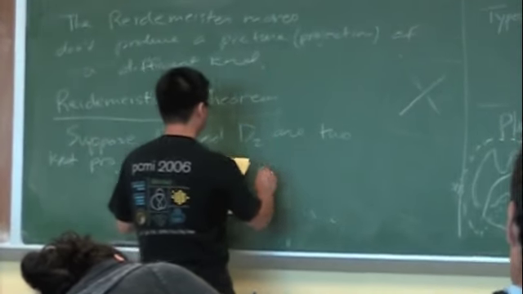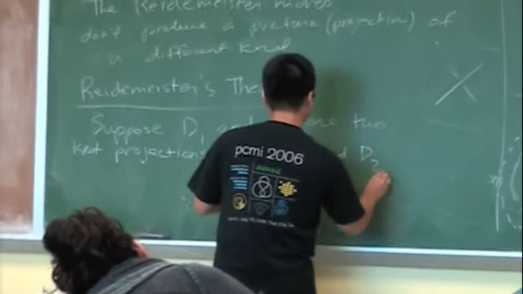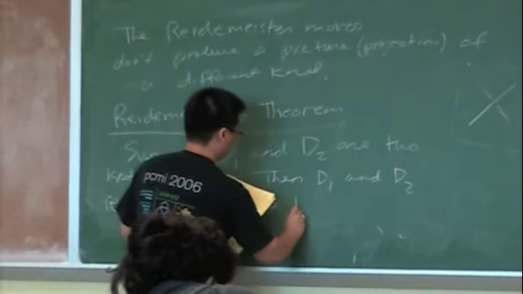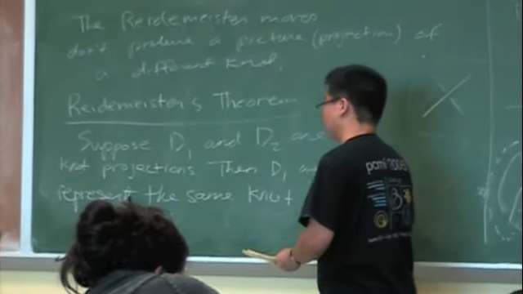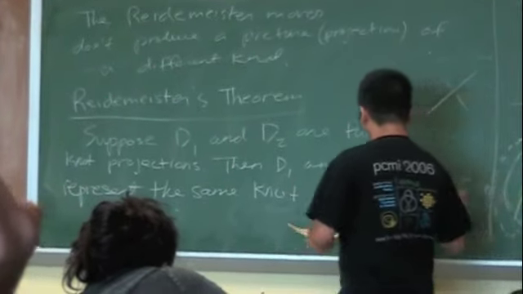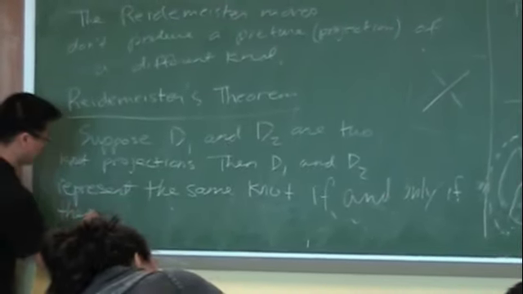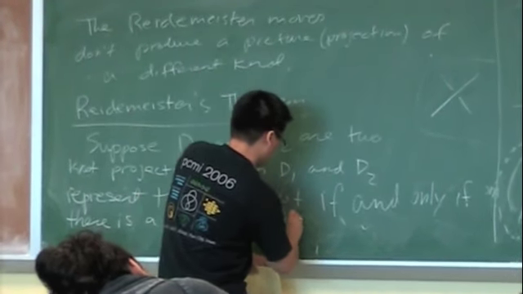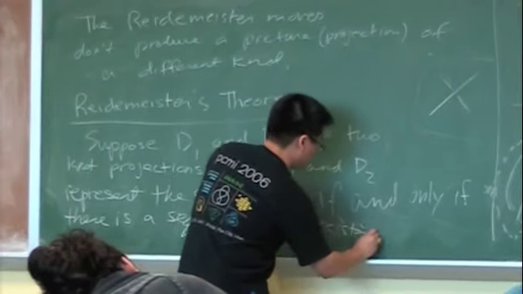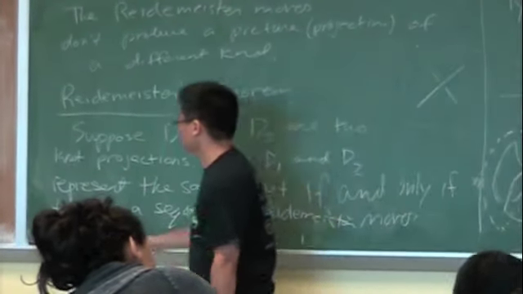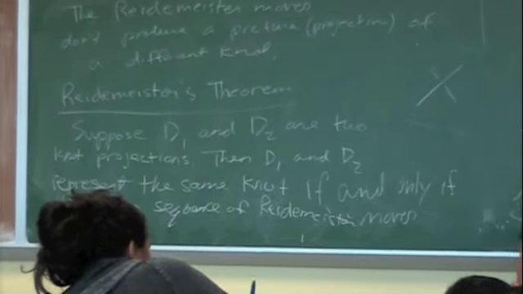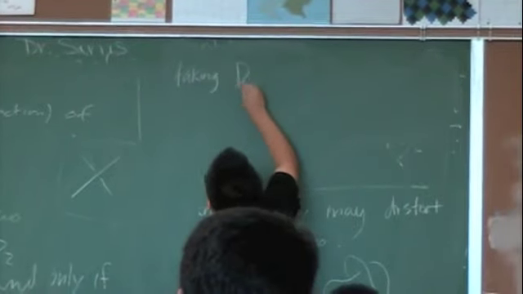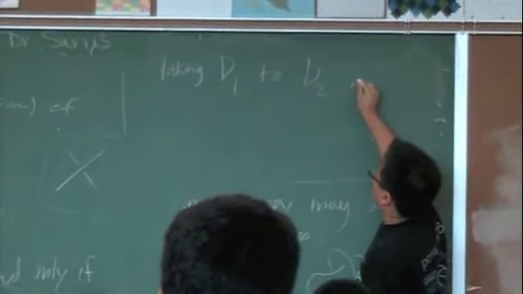then D1 and D2 represent the same knot, and I guess here's a term I'll explain if you've never seen it, if and only if there's a sequence of Reidemeister moves. I don't know if people can really see down there, so let's talk here. A sequence of Reidemeister moves taking D1 to D2. That's the end of the theorem.